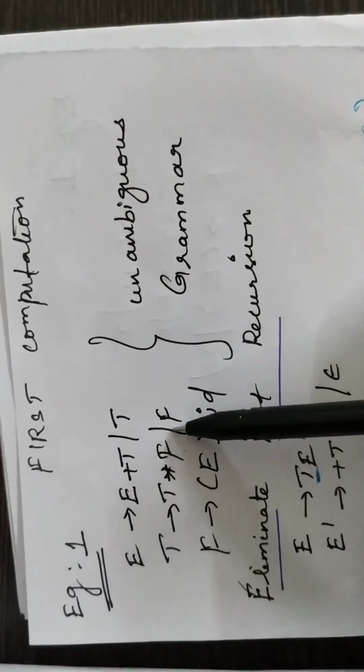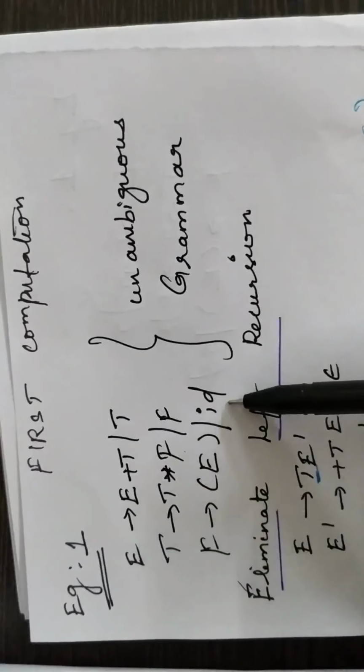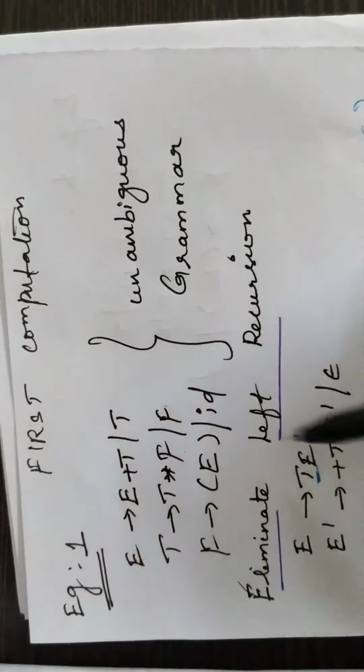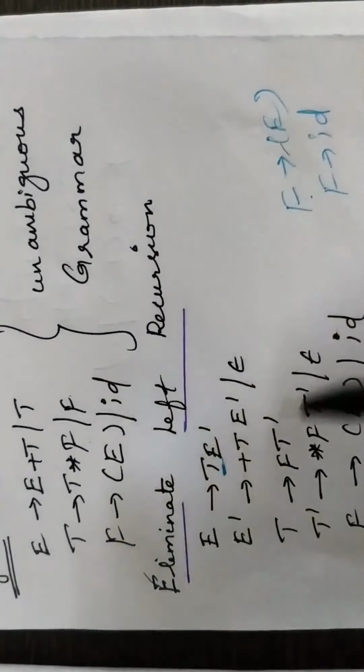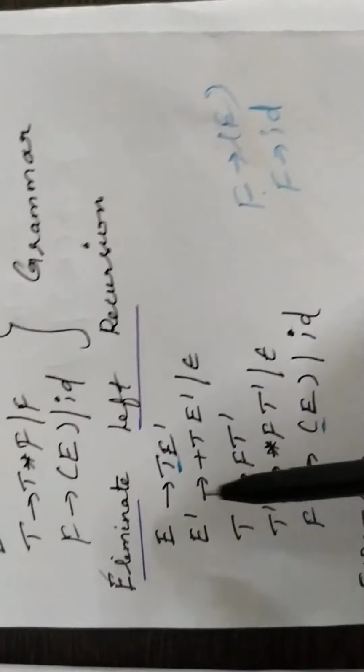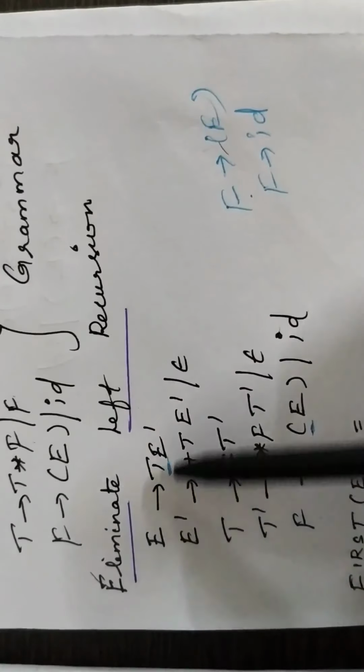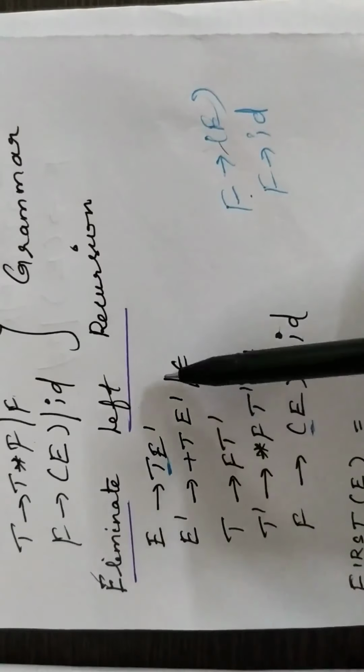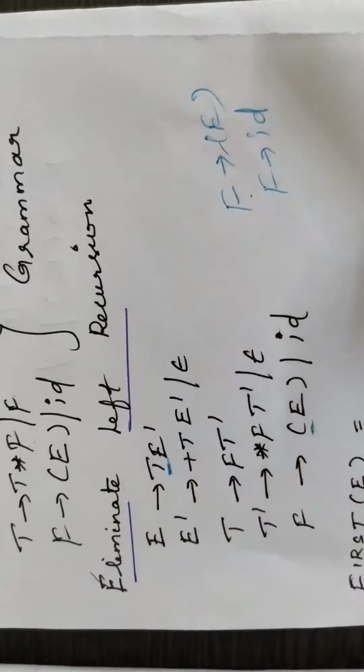T tends to T star F or F, and there is no left recursion here. So we have to remove left recursion for these two productions. We already discussed the elimination of left recursion, so this is the eliminated one. E tends to T E dash. E dash tends to plus T E dash or epsilon. These are the productions. Now we'll compute first of E.